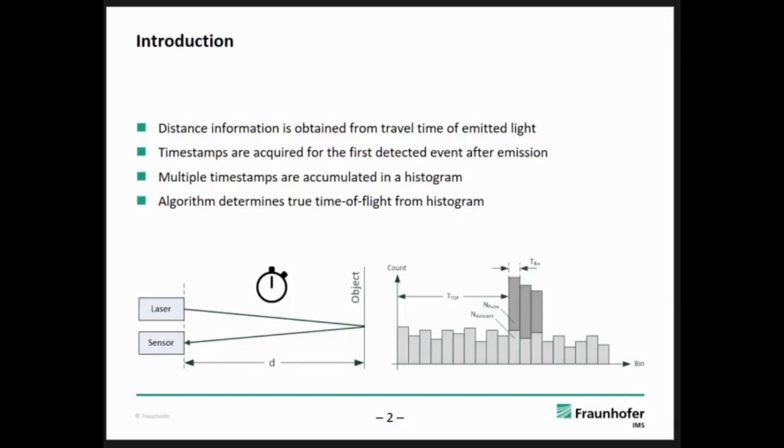This is how we use direct time-of-flight measurement in our sensor. It means we have a laser source which is emitting short laser pulses. They are reflected by an object and go back to the sensor. And we are measuring the time from the emission of the light pulse till the detection of the first photon. And multiple of these times are collected in a histogram, and from this histogram, with the use of a proper software algorithm, we are determining the true time of flight, and from the time of flight, we can calculate the distance.